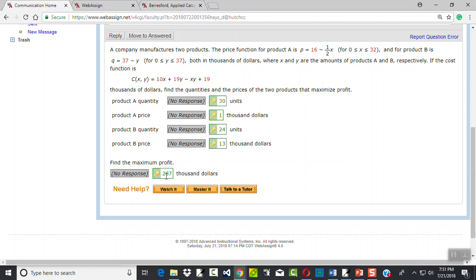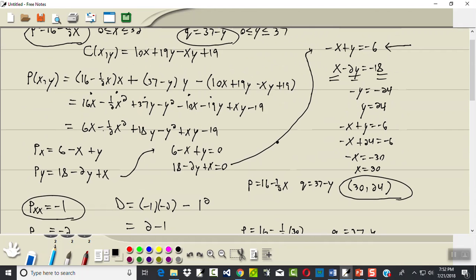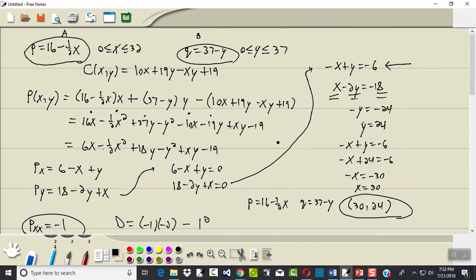And then to actually find a maximum profit, what you're going to do, and I won't actually finish this, but here's our product. You plug in this x and you plug in this y for the x and y's here, and then this value should give you your answer. And that's how you'd work that problem.